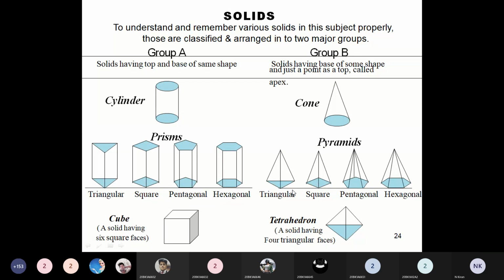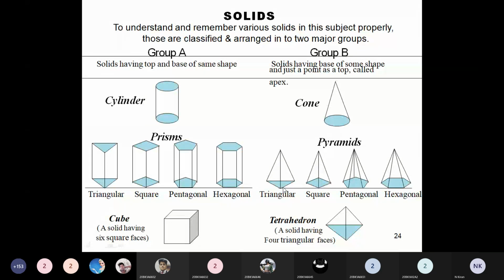Okay. And coming to the pyramids, this is the cone. Cone means it is having a single point. This point is called an apex point. You can note down, this point is also called an apex. This point is also called apex.